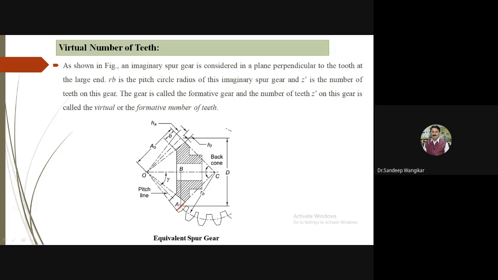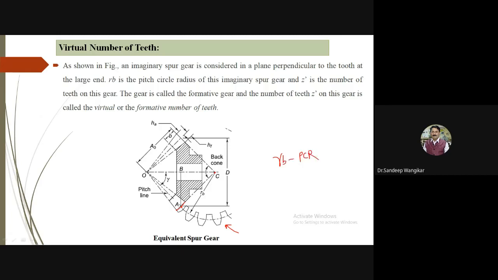So now RB is the pitch circle radius. See here, whatever imaginary spur gear is considered, for better understanding it is shown how it looks. It is the view taken from this side. We have already discussed the distance AC. The distance AC is the cone distance or back cone length, and it is also called the radius. So what is RB? RB is the pitch circle radius of this imaginary spur gear.